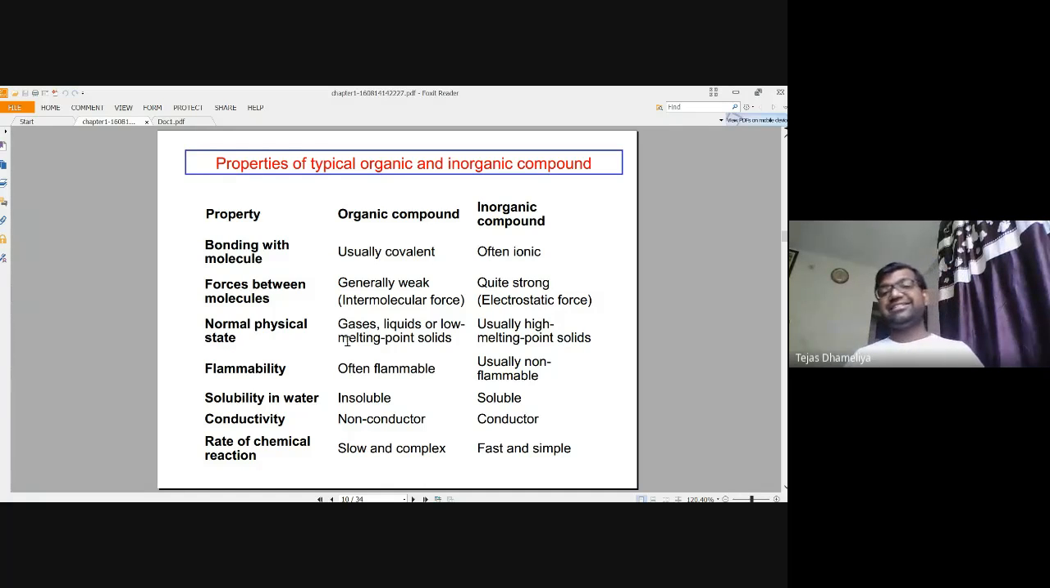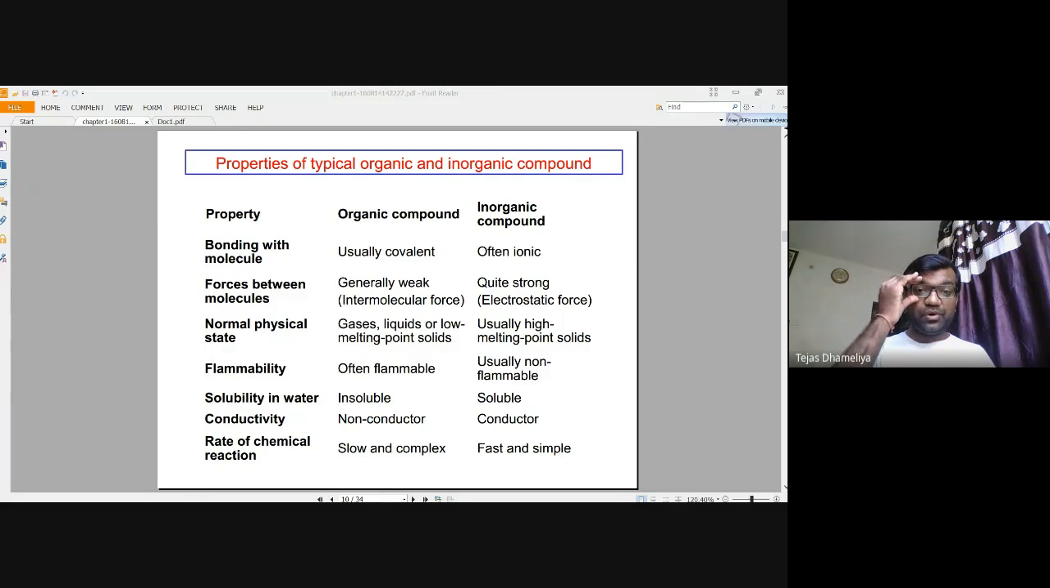Then physical state. For an organic compound, the physical state may be gaseous, liquid, or it may be solid as well. Glucose is solid in nature. Go to a medical store and take a 500 gram or 250 gram bottle of glucose, you will come to know glucose is solid in nature. Okay, so some compounds are having high melting points as solids.